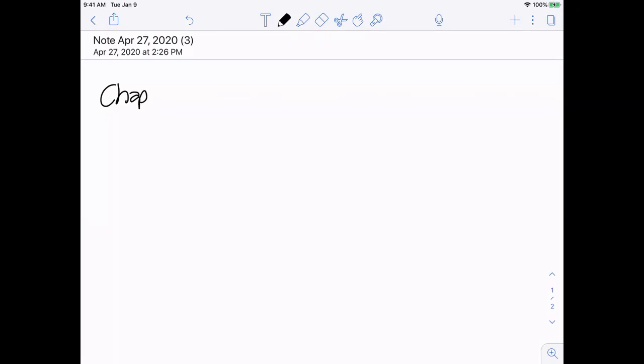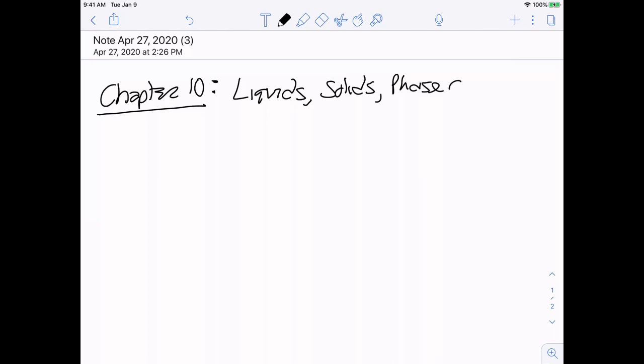Start chapter 10. Chapter 10 is on liquids, solids, and phase changes. Most of the time is actually going to be spent on liquids, a little bit on solids, and even less on phase changes. So chapter 10: liquids mostly, solids, and then phase changes.